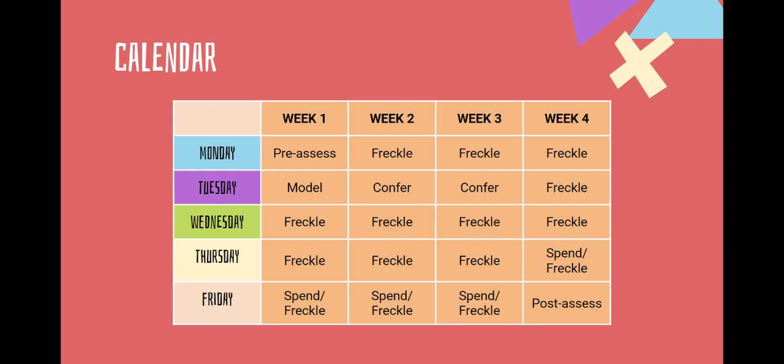I also think that might be an intrinsic motivator for them because they'll want me to come to that conference the next time and say, wow, look at all this growth. So I think that would be an intrinsic motivator. Wednesday and Thursday for week 2 and 3, they're practicing Freckle for 15 minutes. And then just like last Friday, they are spending their money and also working with extra time on Freckle.